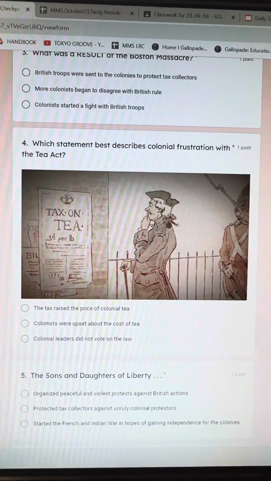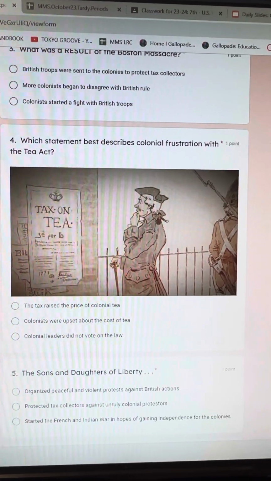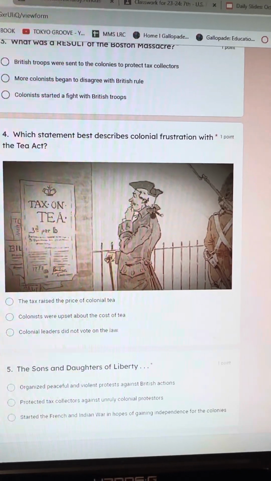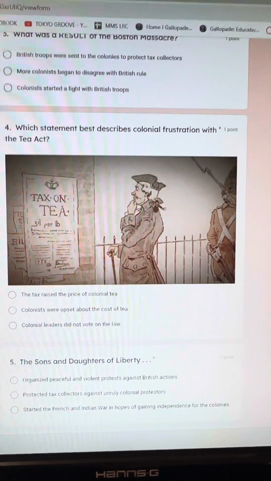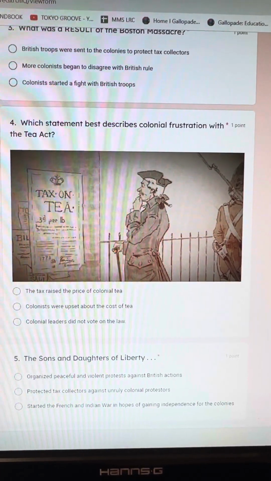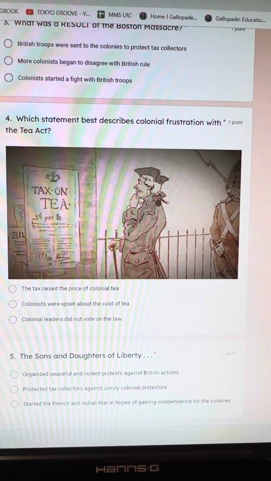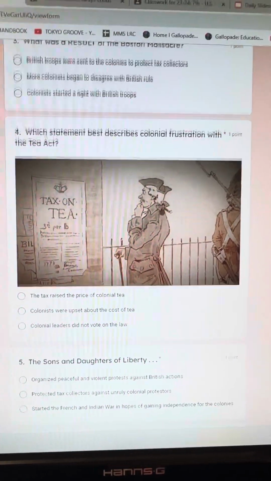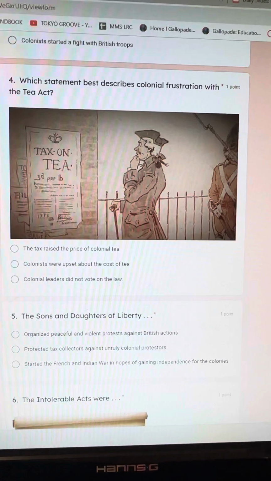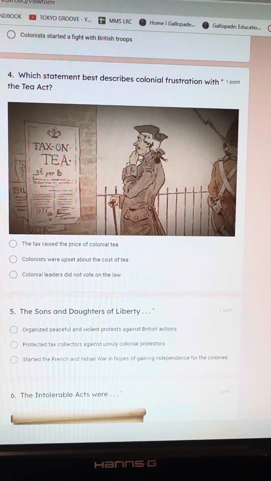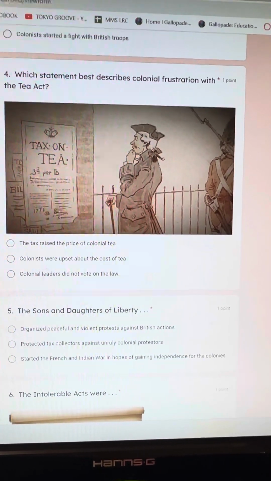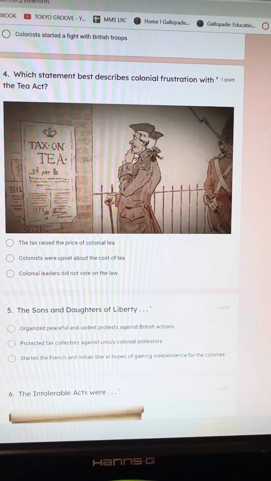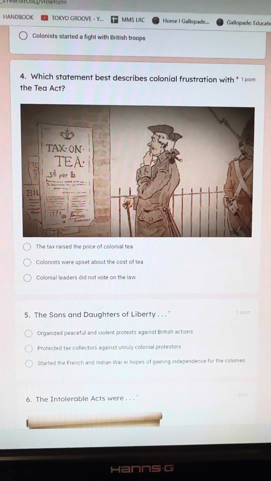We then moved on to the Tea Act. Number 4, which statement best describes colonial frustration with the Tea Act? This is the question that is pretty much asking, why did we put the Tea Act in the teapot? Why was this something that we got upset about? A, the tax raised the price of colonial tea. B, colonists were upset about the cost of the tea. C, colonial leaders did not vote on the law.